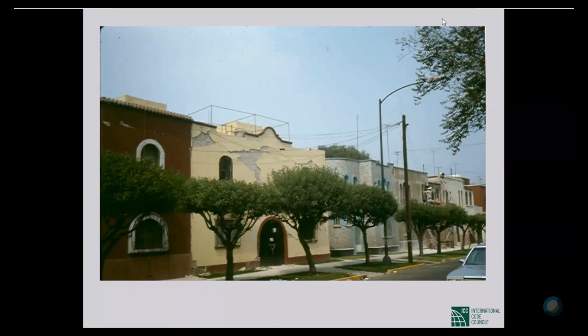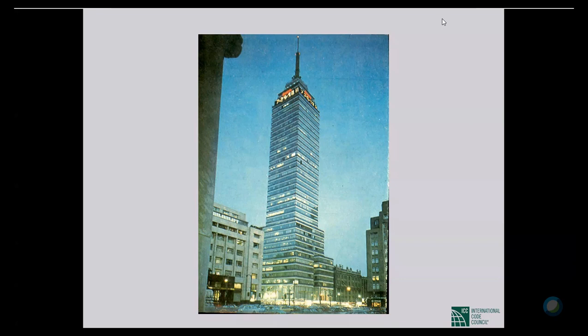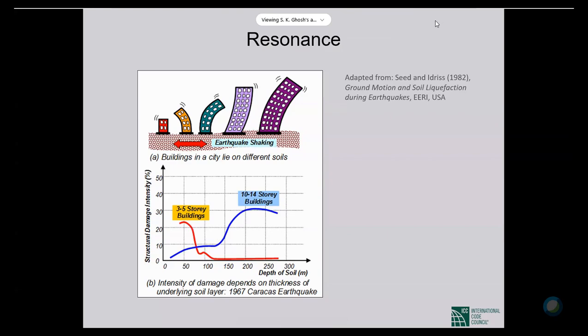The old colonial buildings, much shorter, therefore much shorter period than 2 seconds, did not have much problem at all. There was some plaster loss, something like that, but basically nothing has happened to the structure. And at the other end of the spectrum, the landmark Latino American tower, 40 stories or so, 4 second or so period, was out of the range of the earthquake, and this building or buildings of this height did not have any problem either. So that tells you about the importance of resonance.